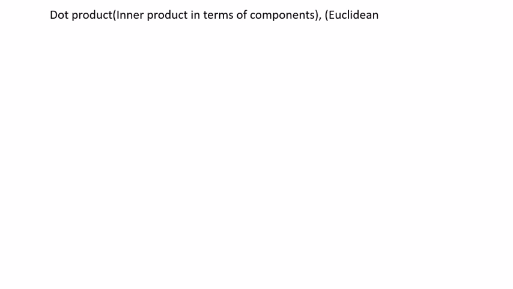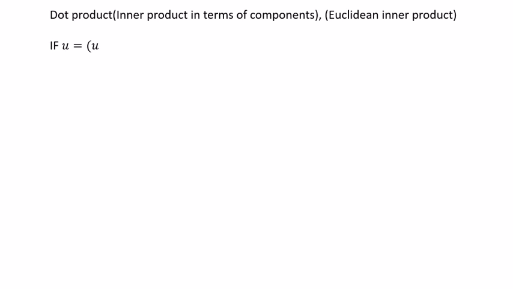So first, what do we mean by dot product? This dot product is also called the inner product. In terms of components, because we have some components, we can multiply these components. And this dot product is also called the Euclidean inner product.